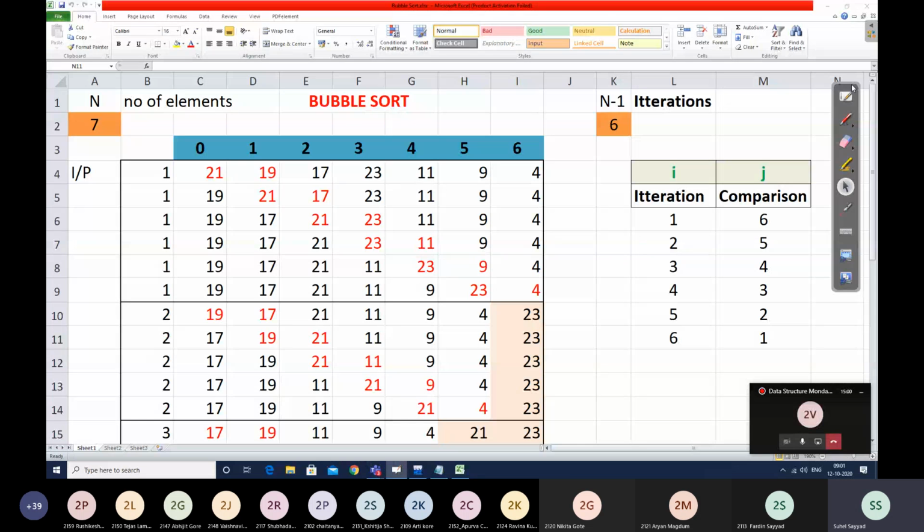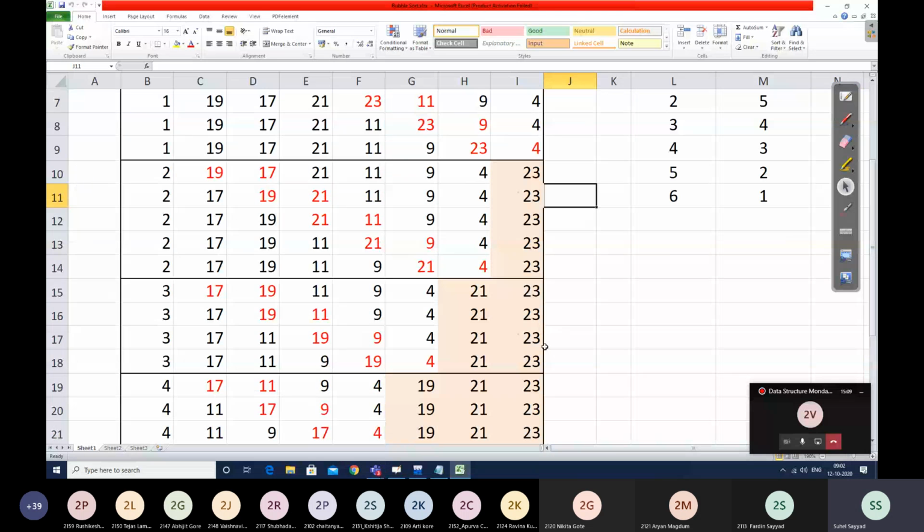So now 21 and 23 have already been sorted, so they will not be considered in the next step. In the third iteration we again continue the same process, where we will have 4 comparisons. Then the fourth iteration will have 3 comparisons, the fifth iteration will have 2 comparisons, and finally the sixth iteration will have 1 comparison. Based on this, I had also asked you to solve one problem. I hope all of you have completed that and uploaded it in the notes section given for last week.